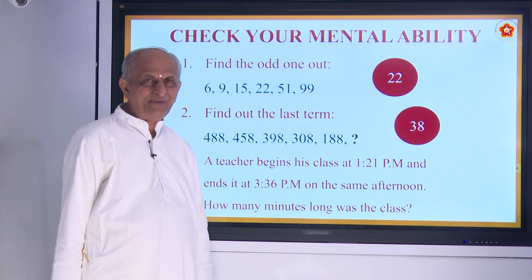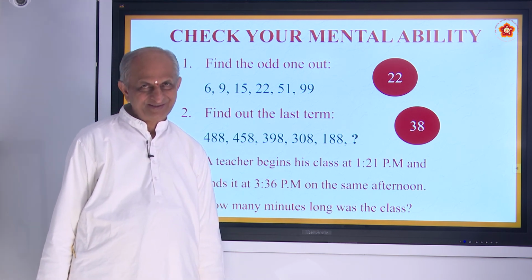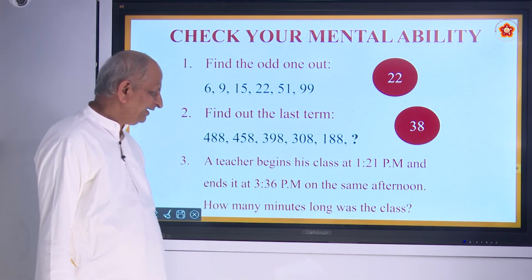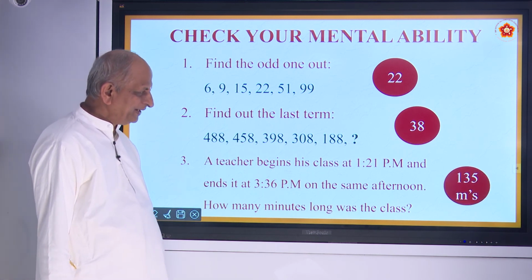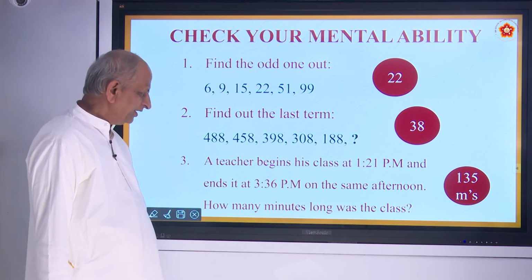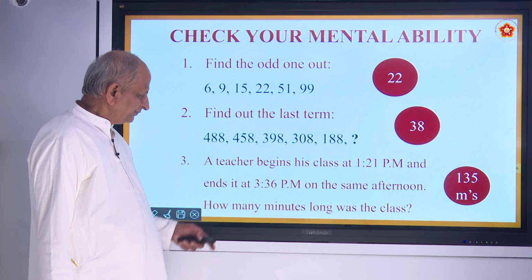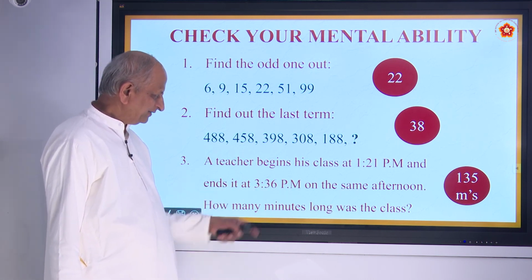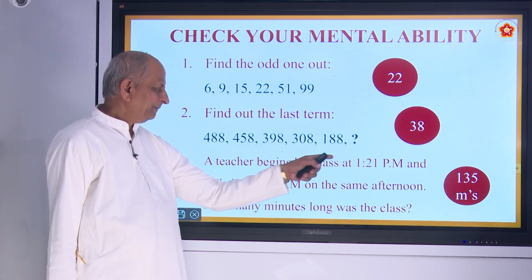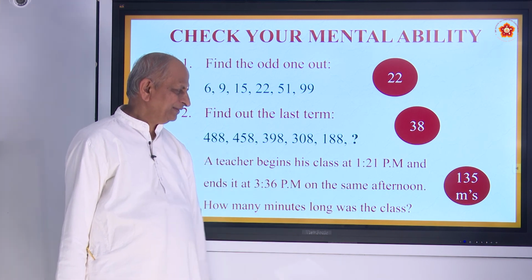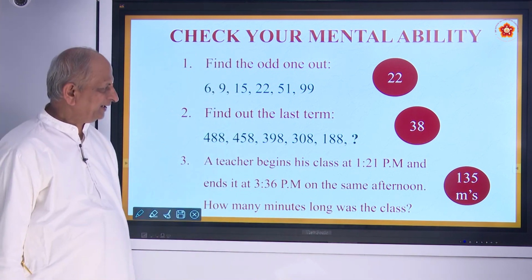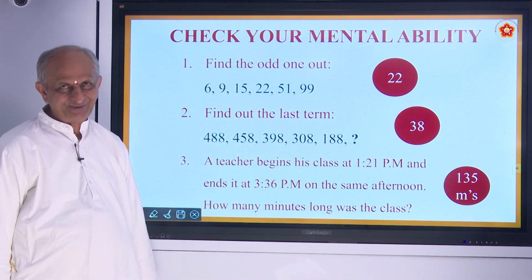Before that you must know 1 hour is equal to how many minutes? 60 minutes, is it not? So in that calculation you must do it, and the answer will be 135 minutes, meaning 1 hour 15 minutes. How did you get it? 3:36 is 36 minutes plus 60 minutes, 96 minutes, plus 60, minus 21. Add all the three, you get 135 minutes. Okay, just for a change we gave this one.